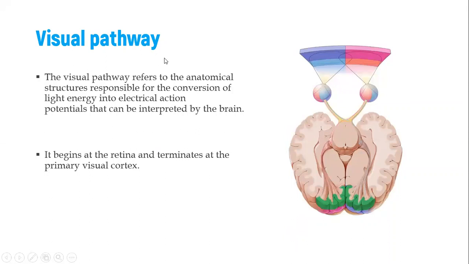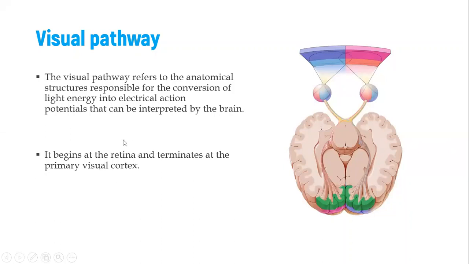Then we move on to a very important concept in vision, what we call the visual pathway. What exactly happens from the time that light bounces off your eyeball? The visual pathway is the anatomical structures that are responsible for the conversion of light into electrical action potentials. As we know, when light enters the eye, it is refracted and focused on the retina. From that point on, the light has to be converted into electrical impulses that can be carried by the optic nerve up to the visual cortex in the brain. That whole route is what we call the visual pathway.